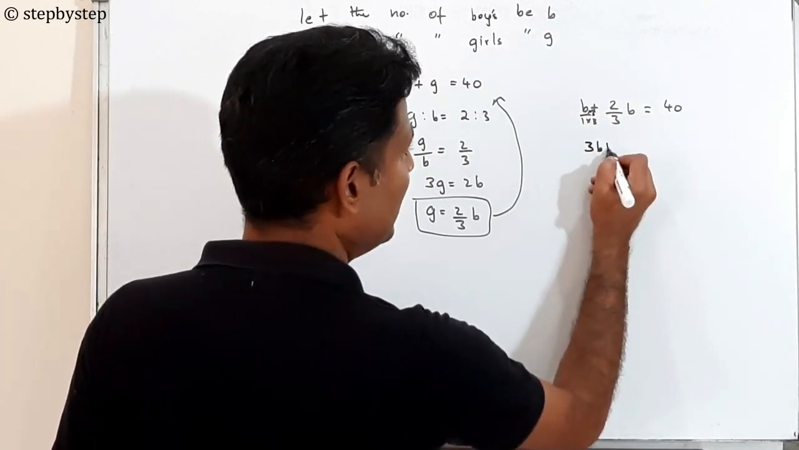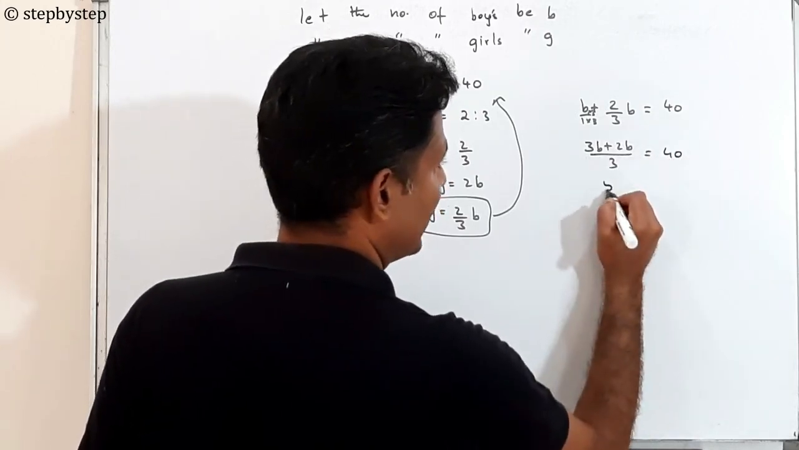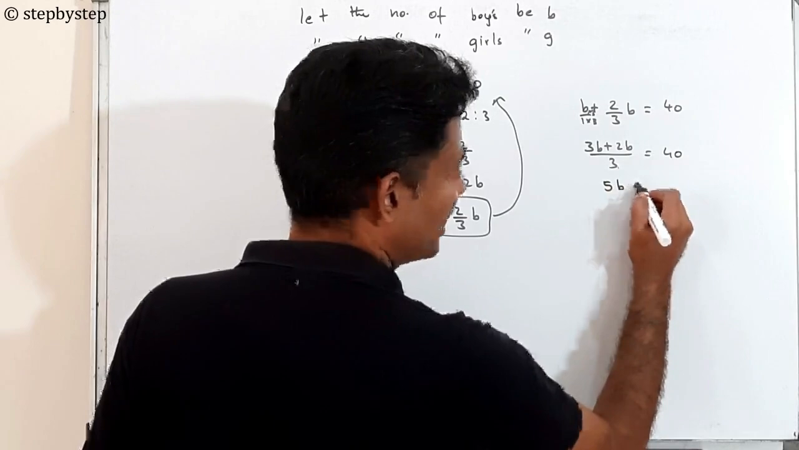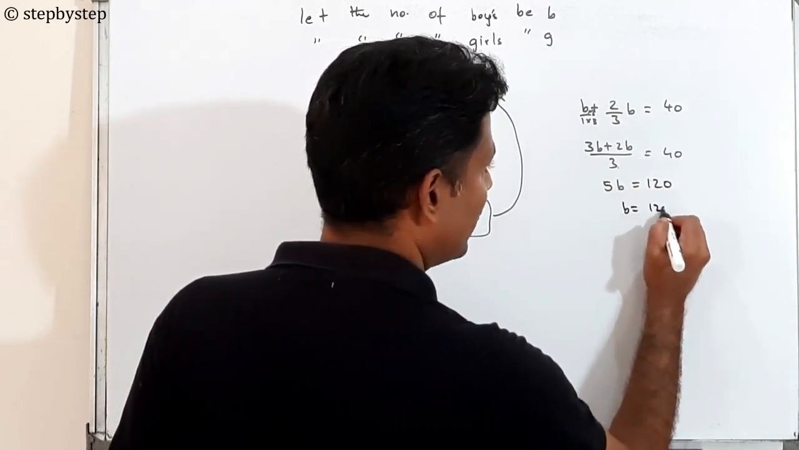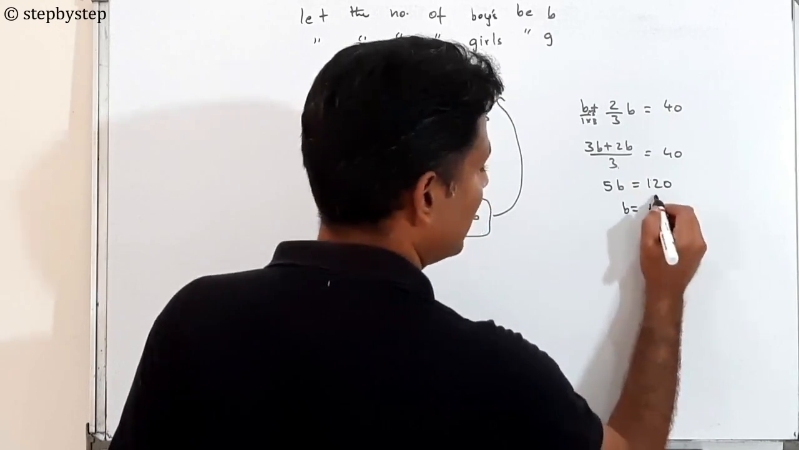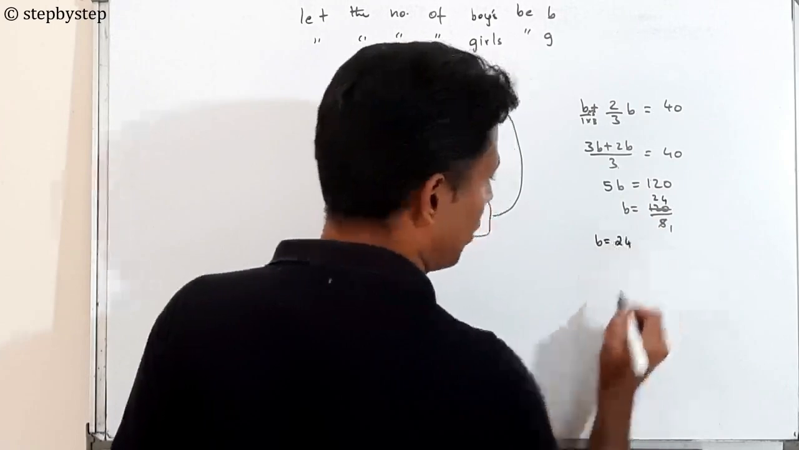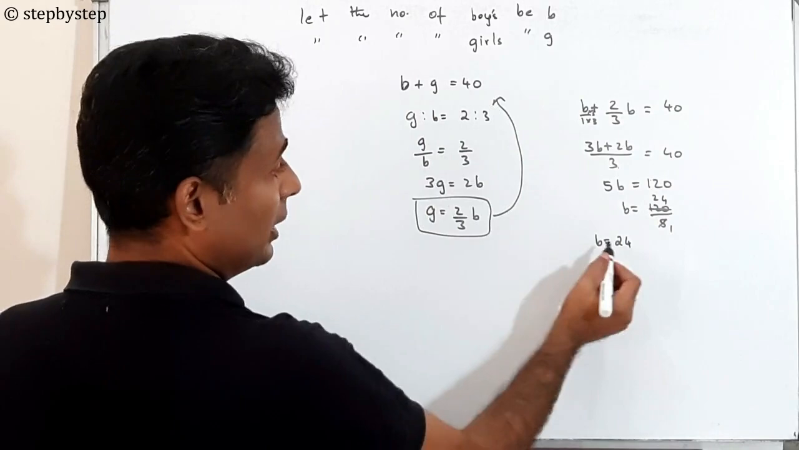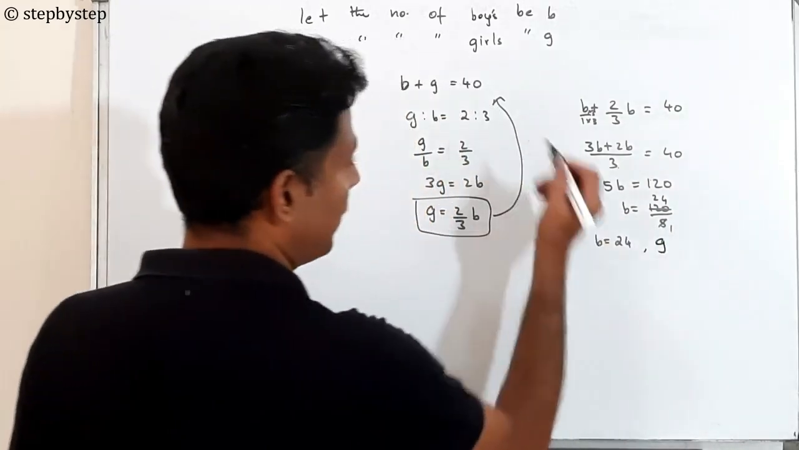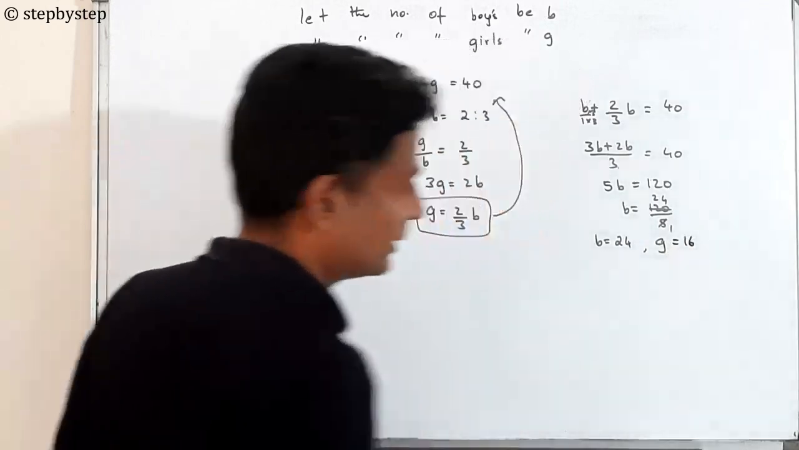So I get 3b plus 2b by 3 equal to 40. So I get 5b, and 3 when I transpose, it becomes 3 into 40, 120. So b equal to 120 by 5. So 5 twos are 10, 5 fours are 20, 24. So how many boys initially? 24 boys, which means how many girls will be there? Girls plus boys is 40. So number of girls will be 40 minus 24, that is 16 girls.